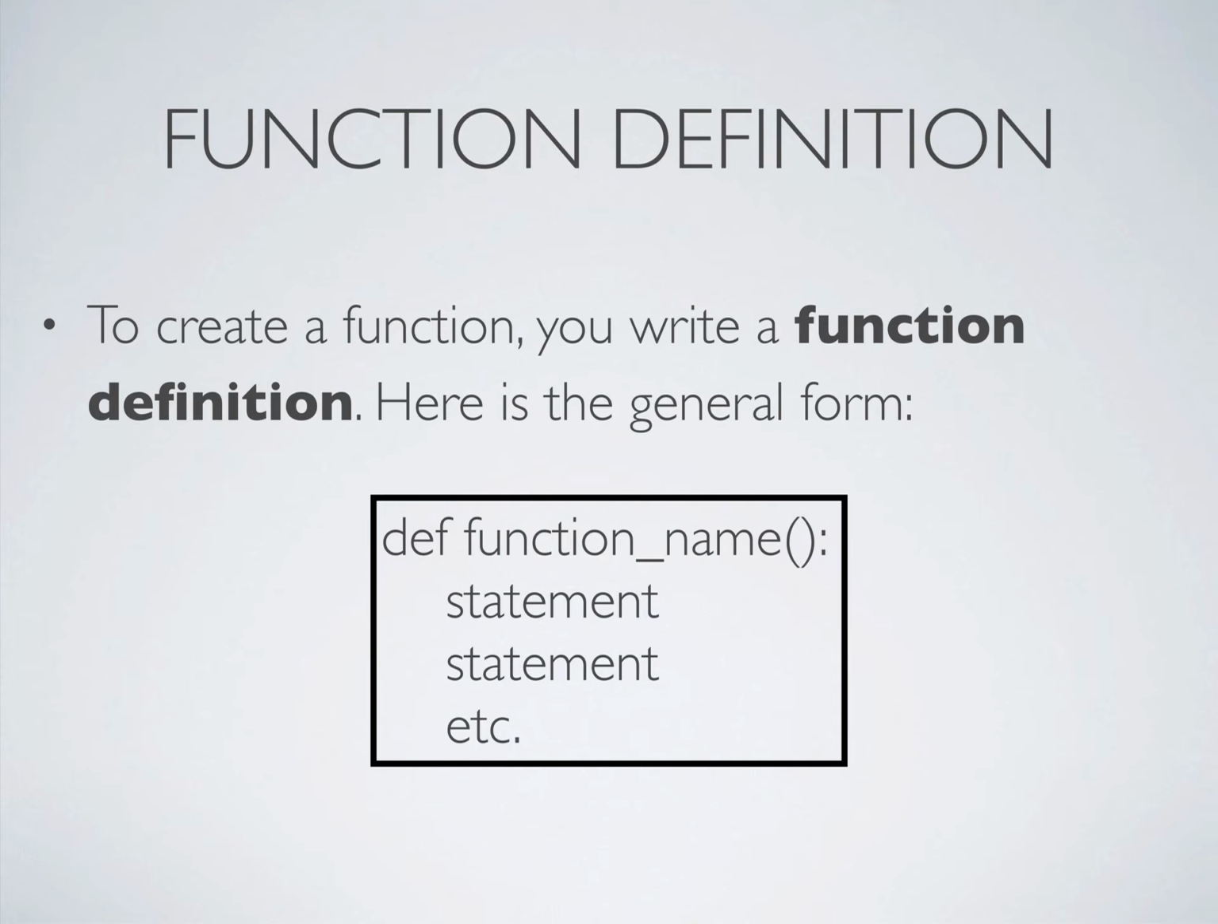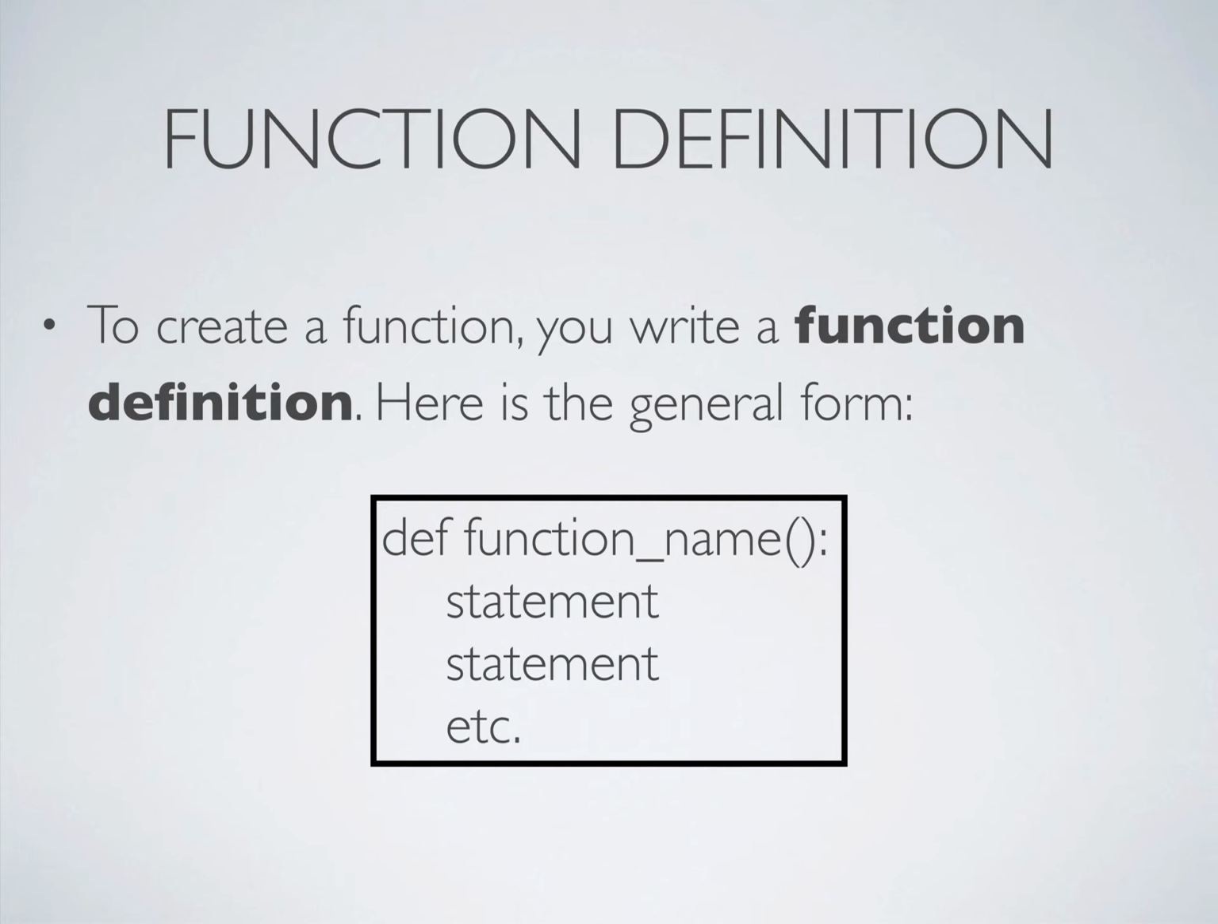Alright, so how exactly do you write your own function? To write your own function, you write what is called a function definition. A function definition is named as such because it's essentially defining what a function is. So this is the general form for a function definition. Again, this is the general form of how you write your own function in Python code. So you start off with the word def, D-E-F. That's basically short for definition. So you always start with that.